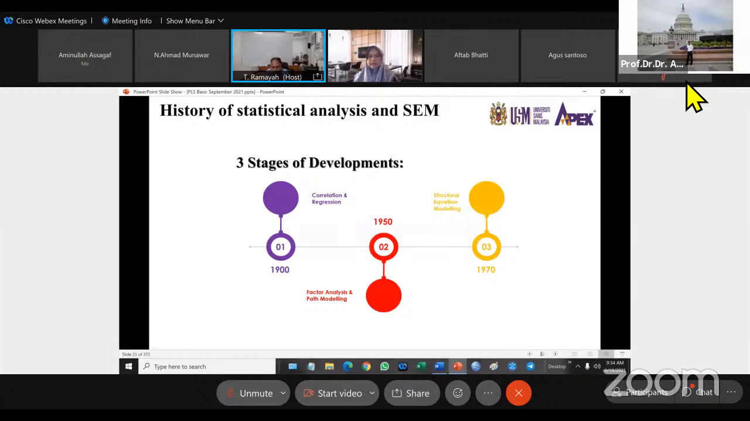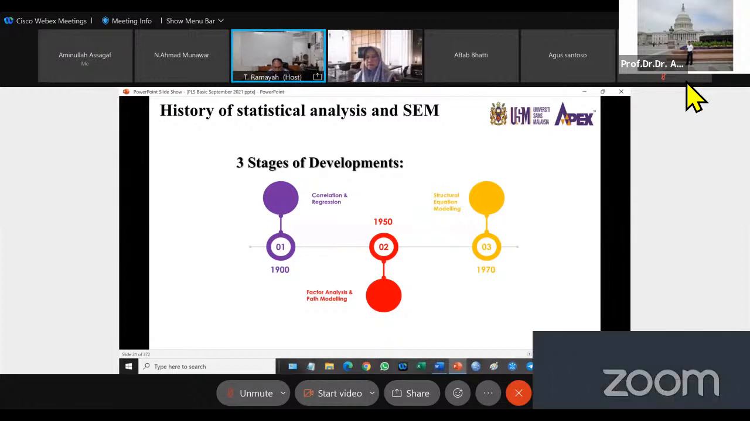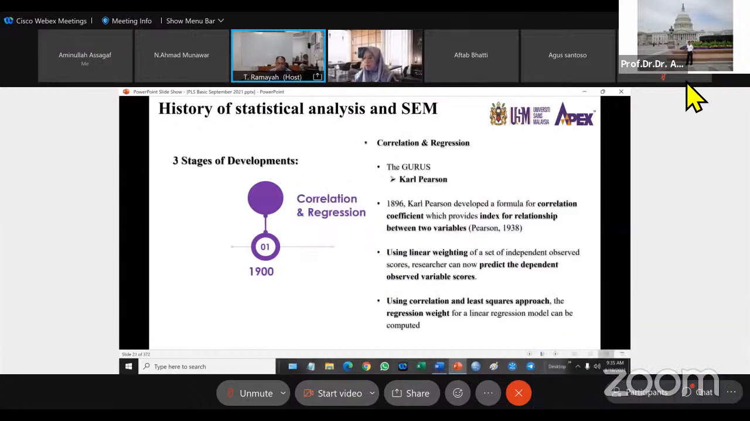And next, we will look at some developments in statistical analysis and structural equation modeling. We can divide the development of statistical analysis into 3 stages. The first stage was in 1900s, where we had correlation and regression. The second stage was in the 1950s, when they started looking at factor analysis and path modeling. And the third stage was in 1970, when they started moving into this technique called structural equation modeling. Okay, so those are the 3 stages of development in statistical analysis.